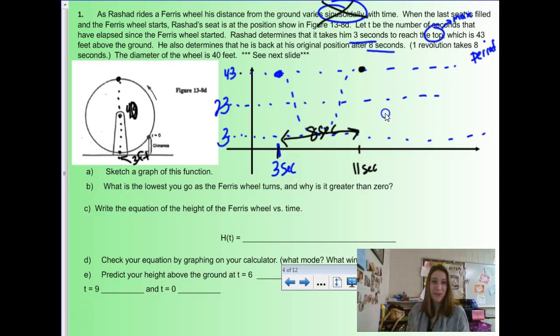I actually think I'm ready to write the function. So they labeled it h of t, the height with respect to time, where t is measured in seconds. And the amplitude measures the distance from the middle to the max or the middle to the min, and that is going to be the radius of the wheel, obviously, so that's a 20.